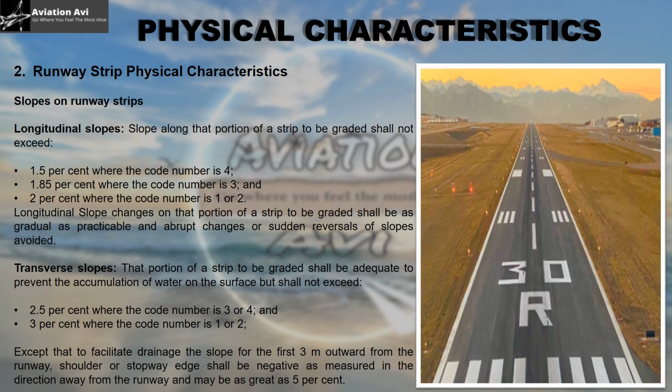We discussed that a distance of 60 meters or 75 meters, as applicable based on the code of the runway, shall be graded. So any abrupt changes in those portions of the strip, any abrupt changes in the slopes of that portion of the strip, shall be avoided.